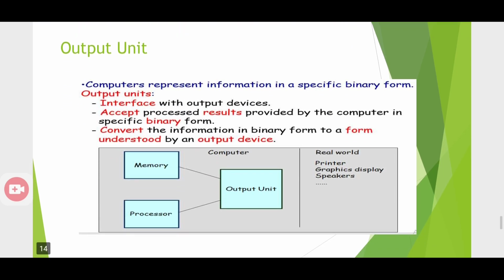Next we have the output unit, which is mainly used for outputting the result. After performing some operation, the processor generates some results. It will be output by using the output unit. One of the main examples of an output unit is the monitor.